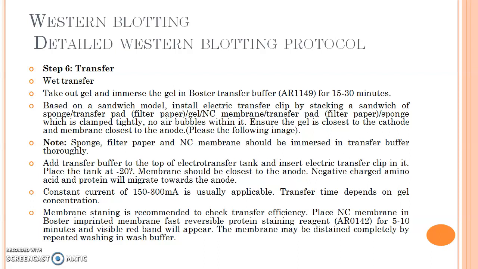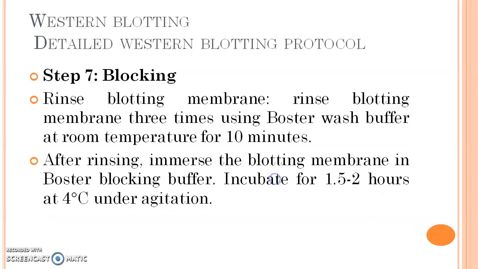Place the nitrocellulose membrane in Booster imprinted membrane fast reversible protein staining reagent for 5 to 10 minutes and visible red bands will appear. The membrane may be destained completely by repeated washing in wash buffer. Step 7, blocking. Rinse the blotting membrane 3 times using Booster wash buffer at room temperature for 10 minutes. After rinsing, immerse the blotting membrane in Booster blocking buffer. Incubate for 1.5 to 2 hours at 4 degrees Celsius under agitation.